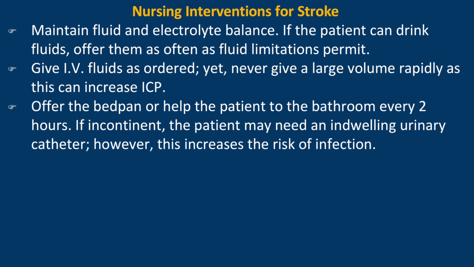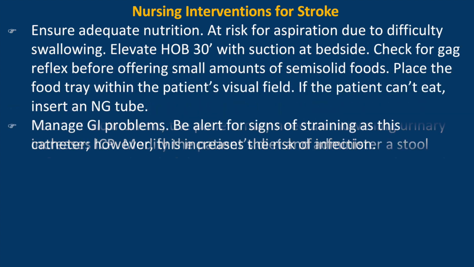Maintain fluid and electrolyte balance. If the patient can drink fluids, offer them as often as fluid limitation permits. Give IV fluids as ordered and never give a large volume rapidly as this can increase ICP. Offer the bedpan or help the patient to the bathroom every 2 hours. If incontinent, the patient may need an indwelling urinary catheter. However, this increases the risk of infection.